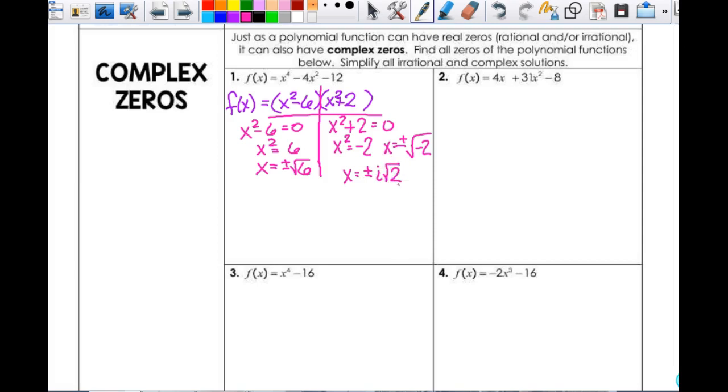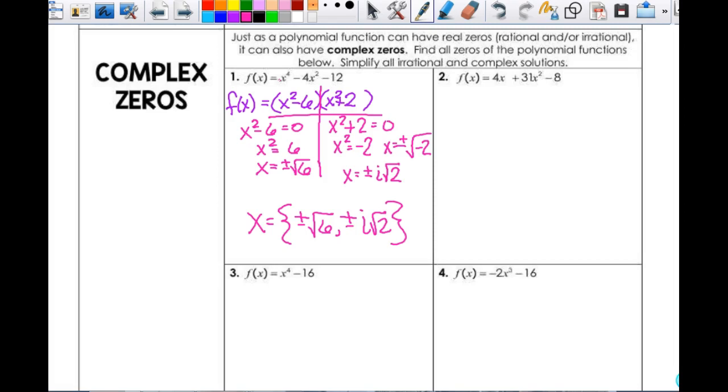Plus or minus, yes. So x is equal to, my solutions then, are plus or minus the square root of 6 and plus or minus i times the square root of 2. So I have 4 solutions. That's a fourth degree. Only 2 real ones and 2 imaginary ones. No rational ones, but these are both irrational. Okay, everybody good? Like this is stuff we can do, right?